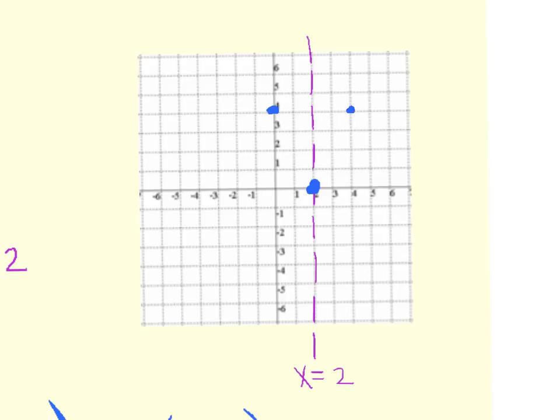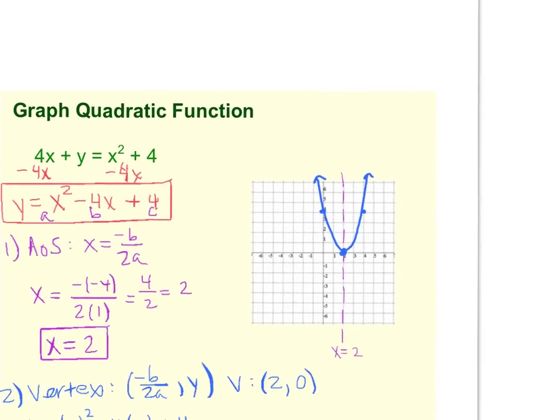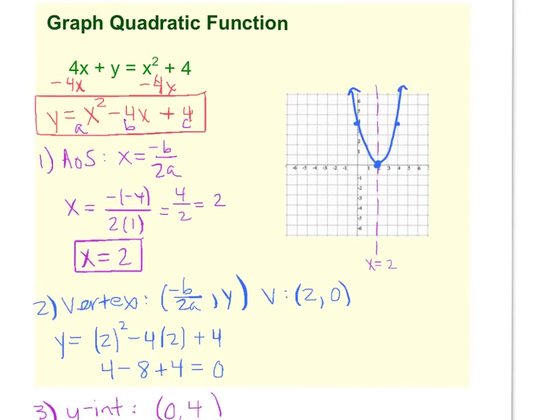And if you look at it, you can tell that it looks symmetrical. It should look like a normal parabola. And we can go ahead and draw this in. And that is how we get our parabola. The other thing that we could put on here are the x-intercepts, but that comes later in the chapter.